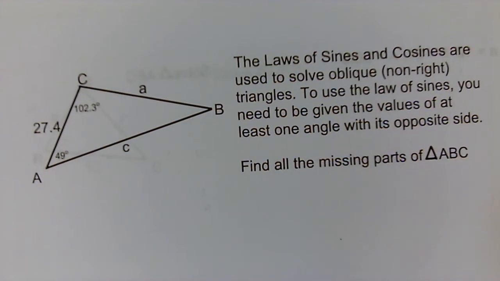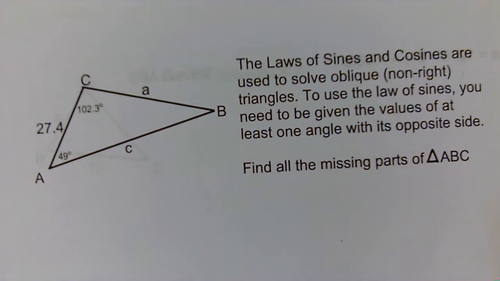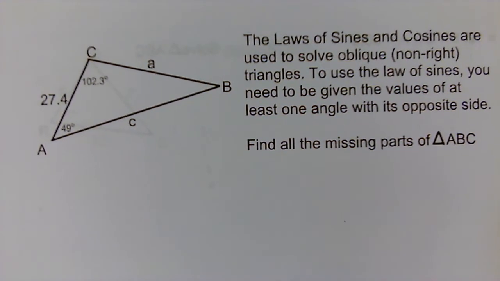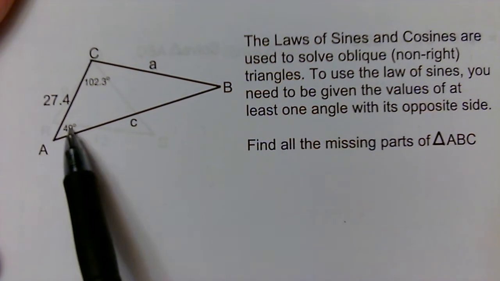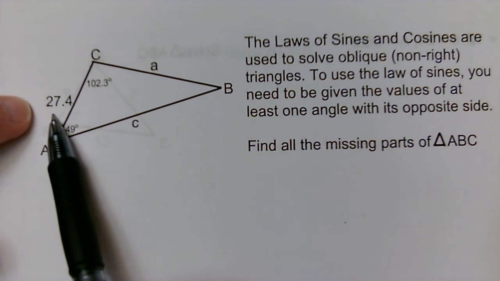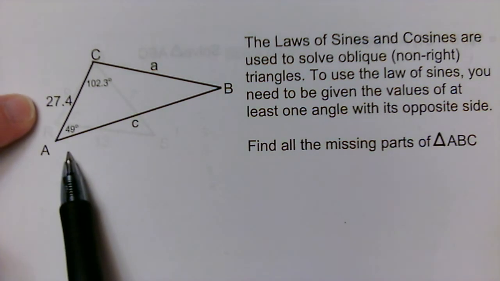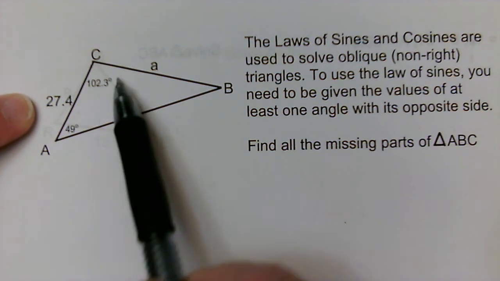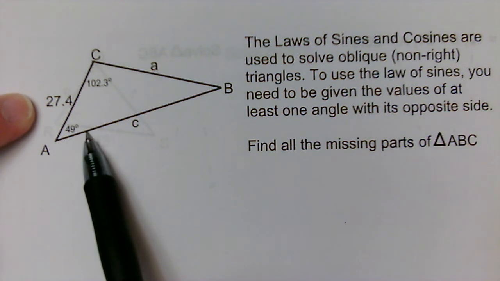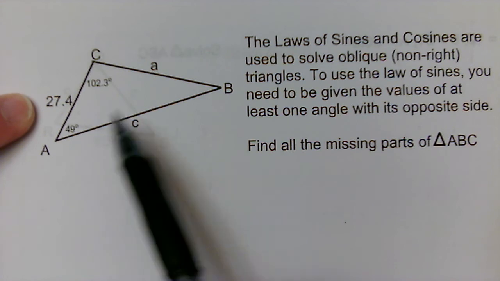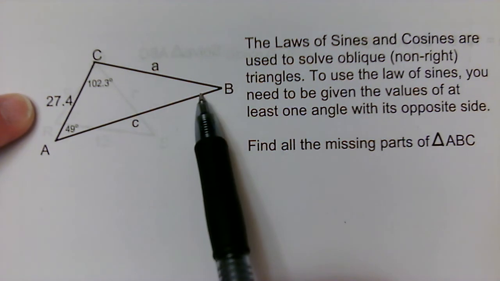Okay, so here's an example of a problem where we want to use the law of sines to solve it. Notice that we have two angles and the included side. Well, you might be thinking, wait, didn't she just say we had to have at least one angle with its opposite side? Well, remember, when you know two angles of a triangle, since you know the angles add up to 180 degrees, you can always find the third angle. So we could use the law of sines to solve this, and that's what we're going to do.